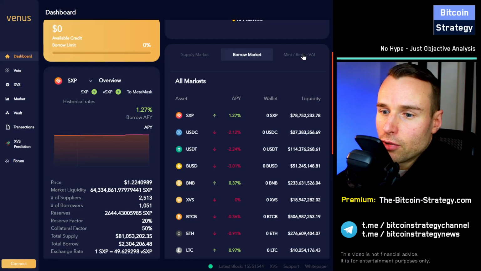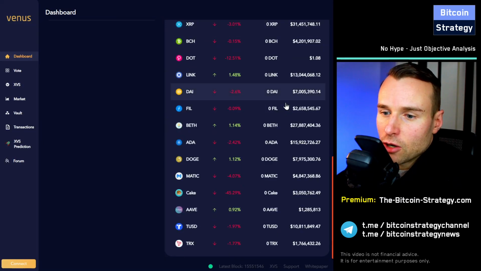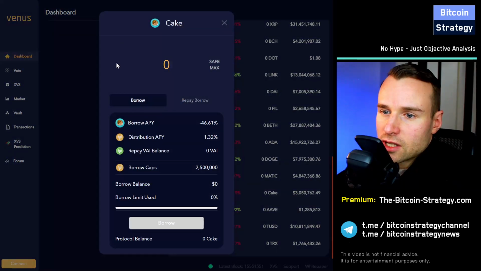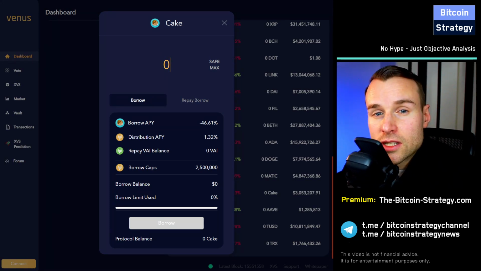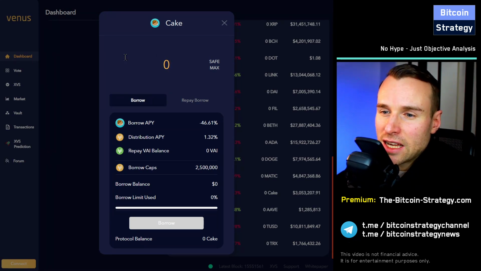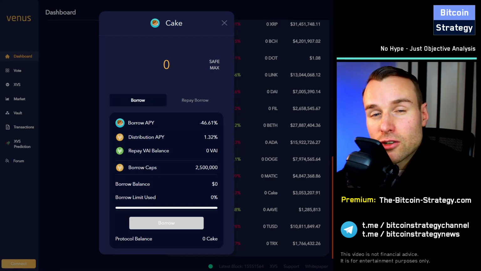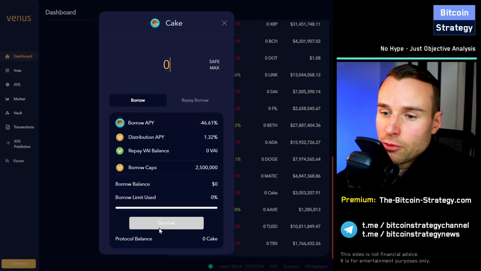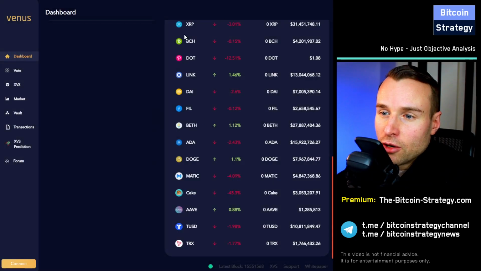Then you click on borrow market. You borrow denominated in Cake tokens. So that's over here. You say how much you want to borrow. Ideally, you don't want to put this number too high, right? The UI will give you a warning of what's safe to borrow. So for something as volatile as Cake, I'd probably not borrow more than 50% against the collateral that you've deposited. You click on borrow, then you've got Cake in your MetaMask wallet.